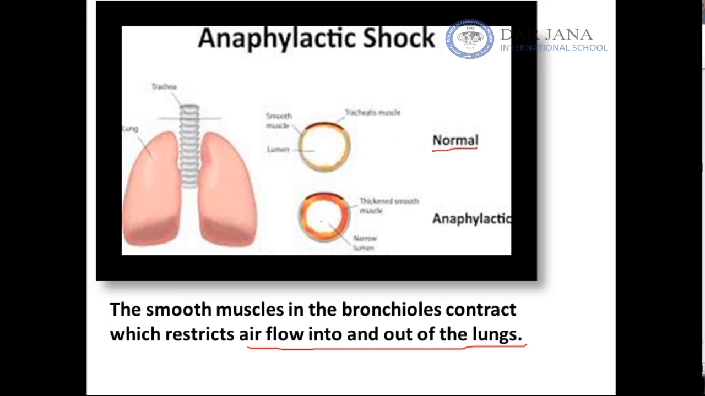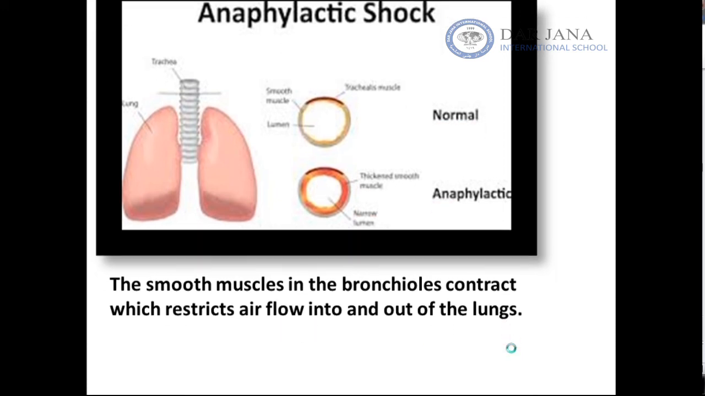So you see in normal individuals, the smooth muscles of the airways inside the lungs are wide. The smooth muscles are not contracting, they are relaxed, and the area here is wider. While in case of anaphylactic shock, the smooth muscles of the airways contract, so there is a thickening in the smooth muscles, and thus we have a narrower area here. So this will restrict the flow of air into and out of the lungs. Of course, this is life-threatening.